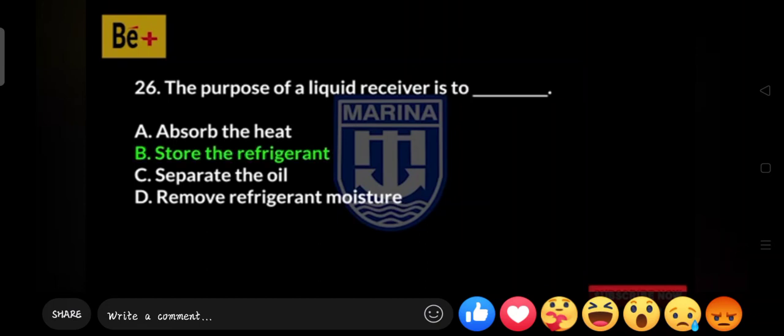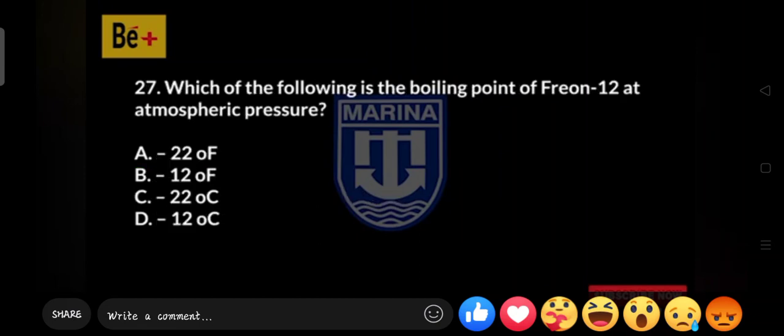The answer is B. Store the refrigerant. Which of the following is the boiling point of Freon 12 at atmospheric pressure? A. 22 degrees Fahrenheit. B. 12 degrees Fahrenheit. C. 22 degrees Fahrenheit. D. 12 degrees Fahrenheit. The answer is A.